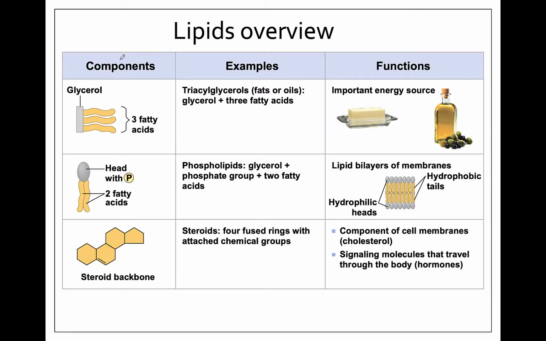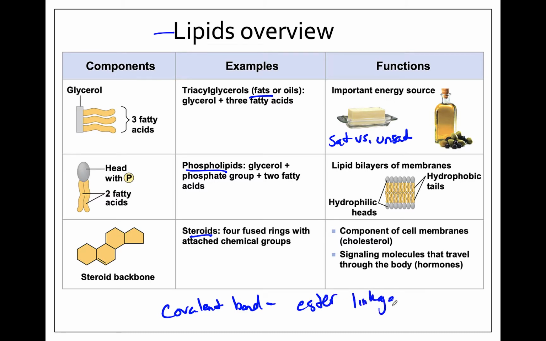So here is an overview of the lipids. So you can see it doesn't have a specific monomer or polymer. Instead, what we have are the 3 different examples. We have our fats, our phospholipids, and our steroids. So I want you to know the structures of all of these, as well as the different functions. For fats, you should know the difference between saturated versus unsaturated. And then again, the thing missing from here, the covalent bond of lipids is called the ester linkage.